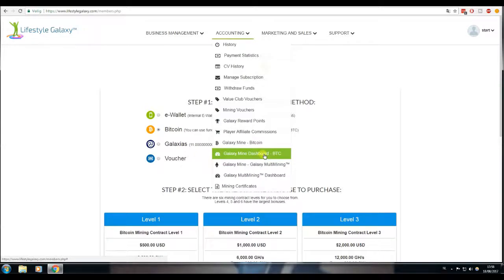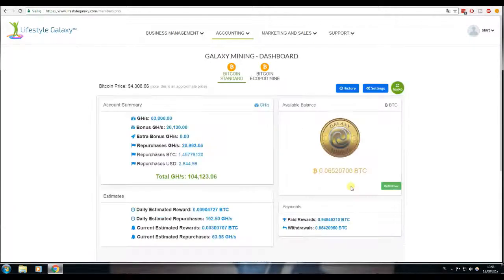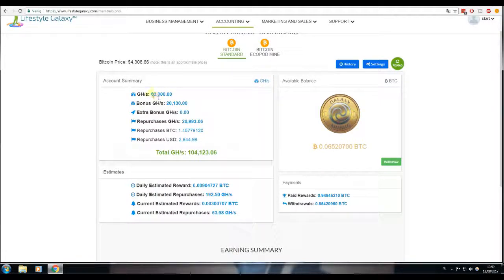the only thing you have to do after is just take a look at your back office. Everybody gets a back office. So this is, I am a Value Club member, so I have more options in my dashboard. If you're a retail member, you also have a dashboard, but with not as many options as I have. So then you see how much gigahash you purchased, how much you earn daily, how much you repurchase, how much you have in your balance. It is safe here. You can withdraw it daily if you want.